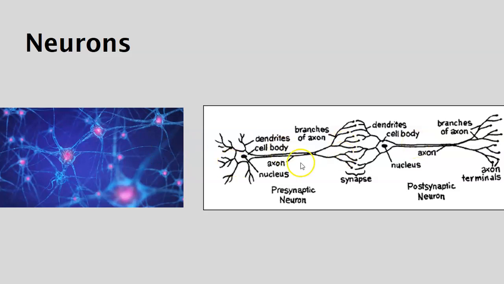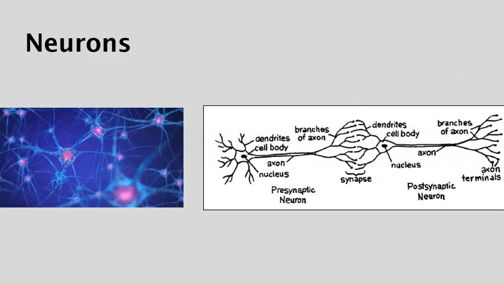So this presynaptic neuron is going to release a neurotransmitter from the axon terminal down here into the synapse, and that chemical message is going to go across the synapse to the postsynaptic neuron. That postsynaptic neuron is going to receive the neurotransmitter via the dendrites. Essentially, the neurotransmitter is going to bind onto the dendrites of the receiving neuron.